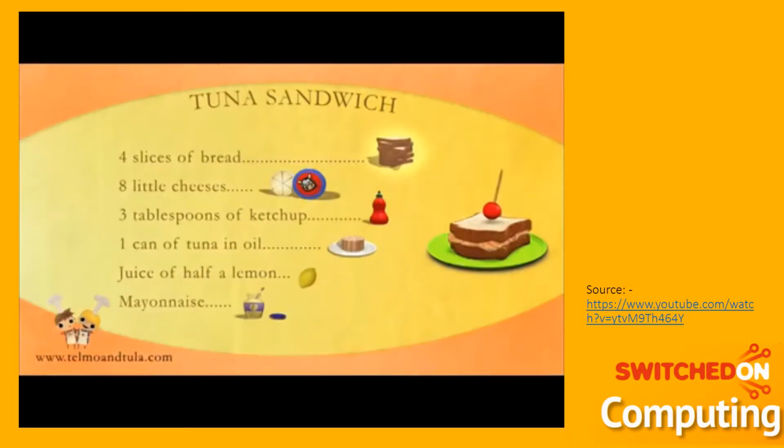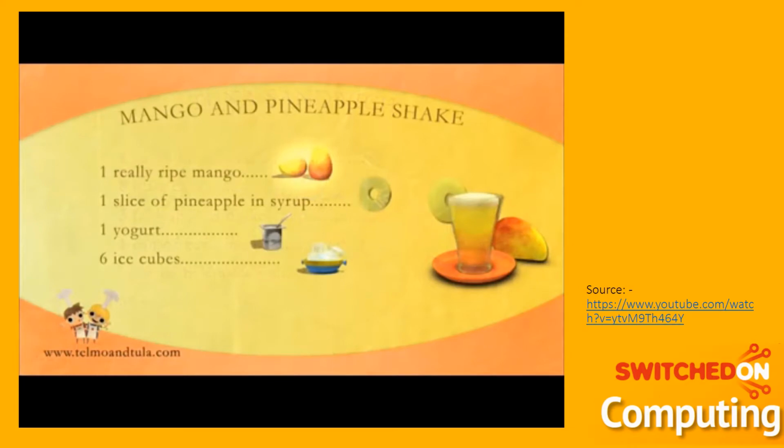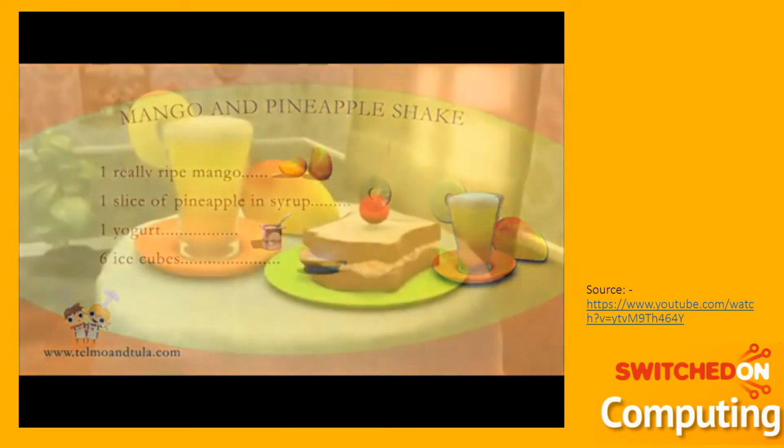Ingredients for the tuna sandwich for 2 people. 4 slices of bread, 8 little cheeses, 3 tablespoons of ketchup, 1 can of tuna in oil, juice of half of a lemon, and mayonnaise. Ingredients for a mango and pineapple shake for 2 people. 1 really ripe mango, 1 slice of pineapple and syrup, 1 yogurt, and 6 ice cubes.